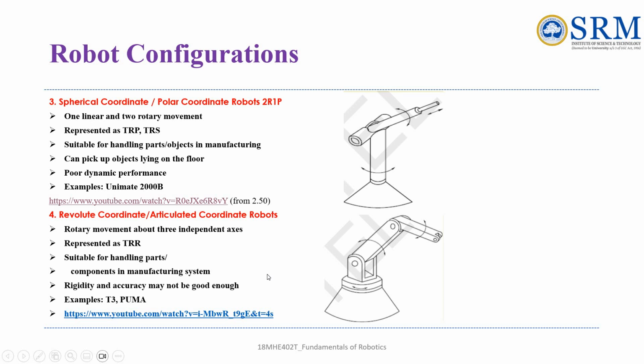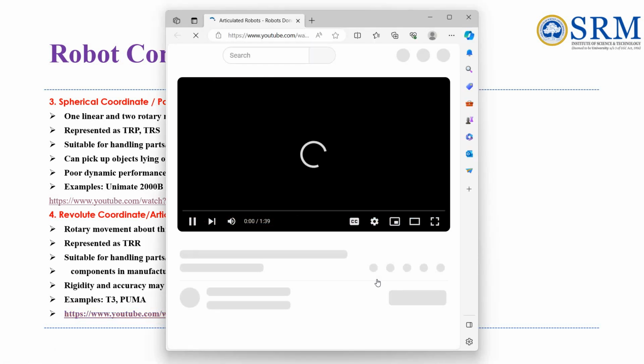So next configuration is revolute coordinate or articulated coordinate robots. They have rotary movements around 3 separate axes. So they are suitable for managing parts and components in manufacturing systems. However, they may not be as steady and precise as you would like. Think of them as arms that can rotate around in various ways. Examples include T3 and Puma. You could see here this articulated coordinate robots configuration.